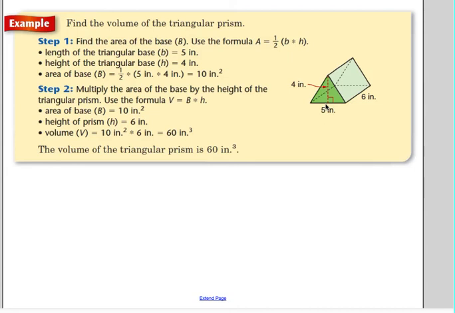The second step is to multiply that area of the base by the height of the prism. Now the prism is 6 inches high. So we have 10 times 6. So the volume of our prism is 60 inches cubed, or cubic inches, 60 cubic inches. Pretty slick, huh? Just find the area of the base, no matter what shape it is. Find the area of the base, multiply that by the height of the prism, and there you've got your volume.